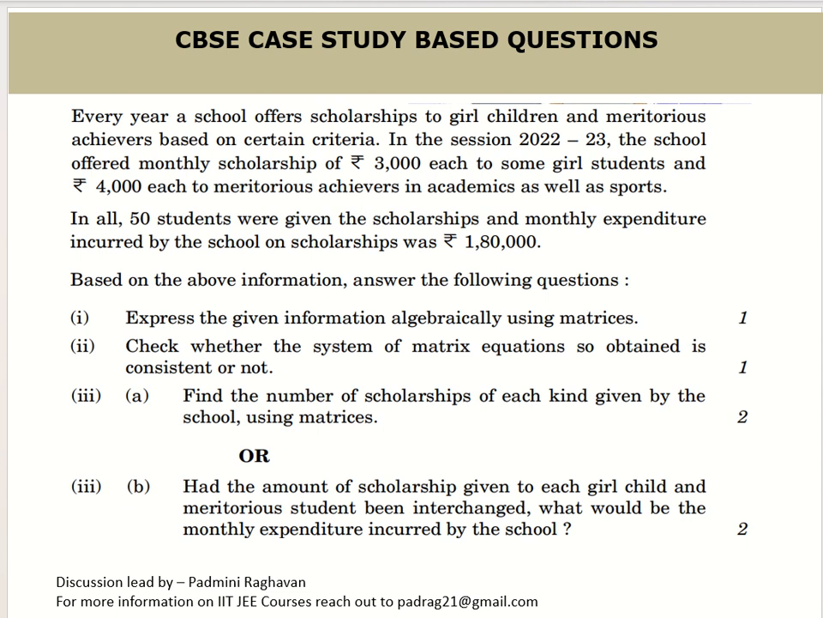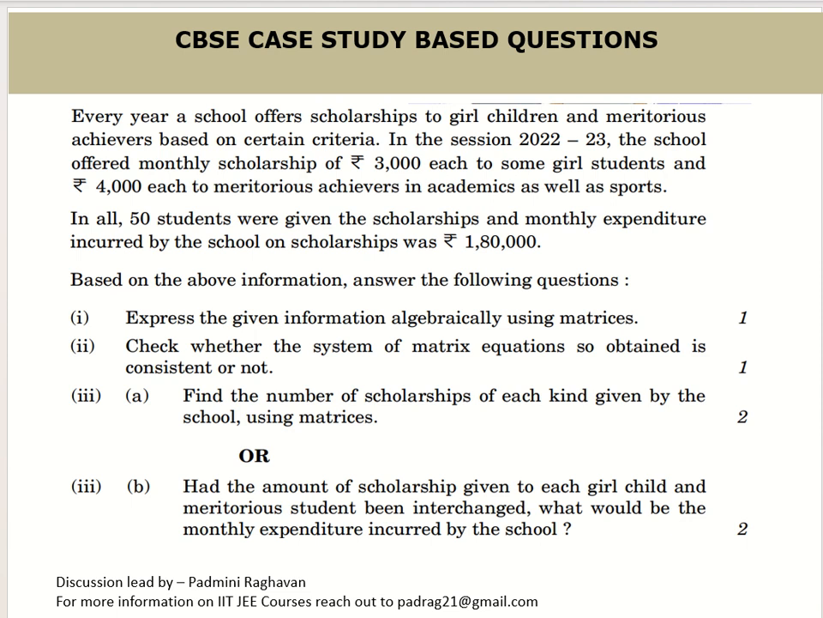Every year, a school offers scholarship to girl children and meritorious achievers. So there are two things. One is people who are in need, scholarships are given. Meritorious students, scholarships are given. In the session 2022-23, the school offered a monthly scholarship of 3,000 to some girl students and 4,000 to meritorious achievers in academics as well as sports. In all, 50 students were given scholarships, and monthly expenditure incurred by the school for the scholarships is 1,80,000.